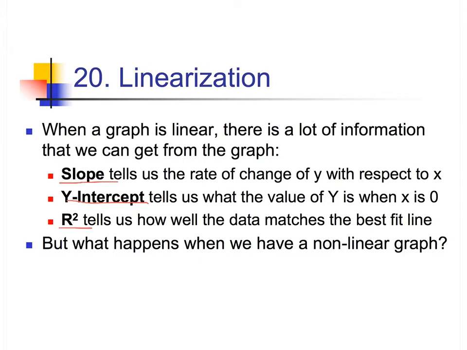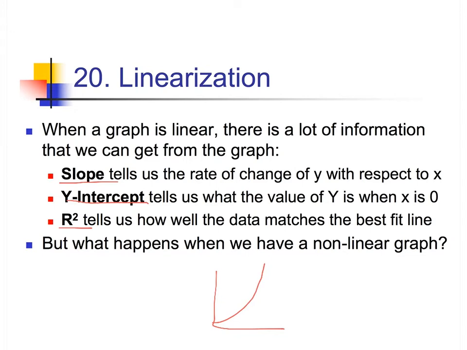So the question is, what happens when we have a nonlinear graph? If we have a nonlinear graph, we can't find that slope to see how the one variable changes with respect to the other. The other thing that's going to happen is it's very easy for us as humans to tell if a graph is linear or not. If it's nonlinear, it's a little bit harder to tell what the relationship is.